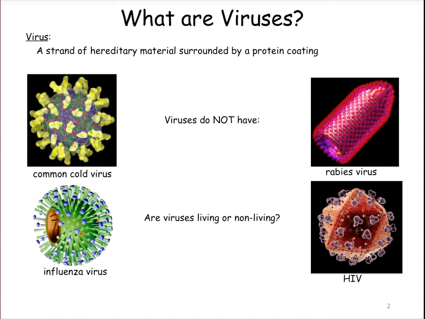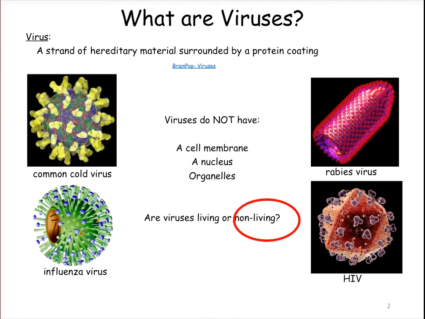In other words, although it has hereditary material in the form of DNA or RNA, it is not a cell. It has no cell membrane, no nucleus, and no organelles. It is simply DNA or RNA, some kind of hereditary material, wrapped up in a coat of protein, in the same way that a jelly donut is jelly wrapped up in dough. Because these viruses are not cells, they are considered non-living.